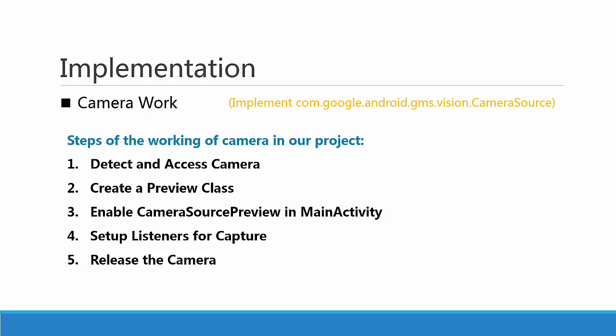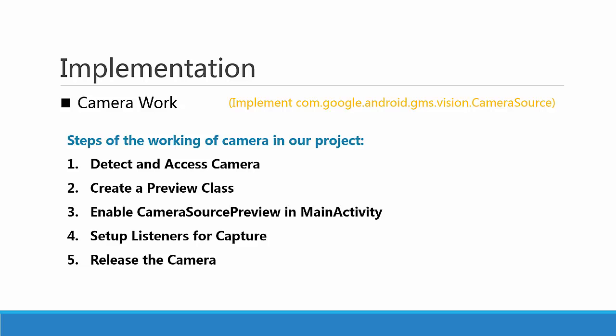The first one is to detect and access camera. We should create code to check for the existence of the cameras and get camera use permission. Second, we should create a preview class that implements the interface. This class previews the live image from the camera. We call it camera source preview in our project.